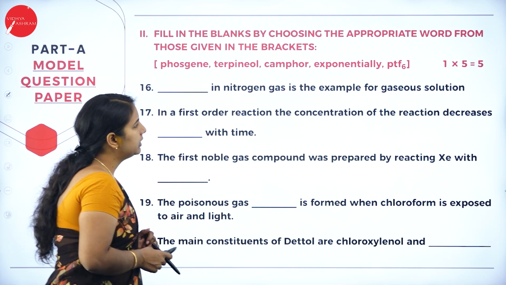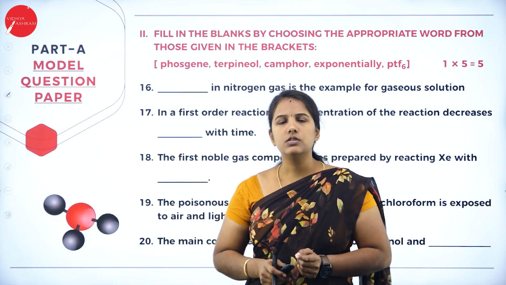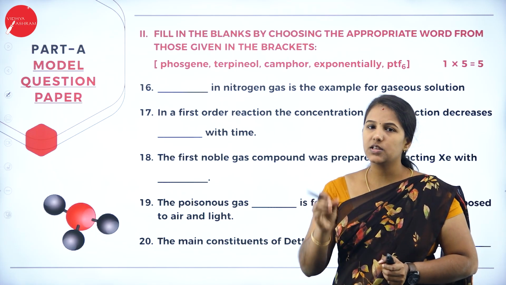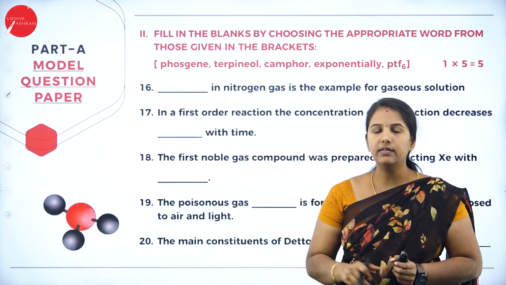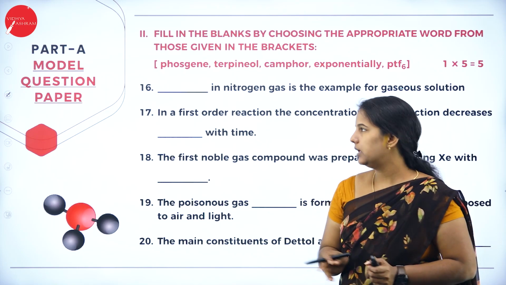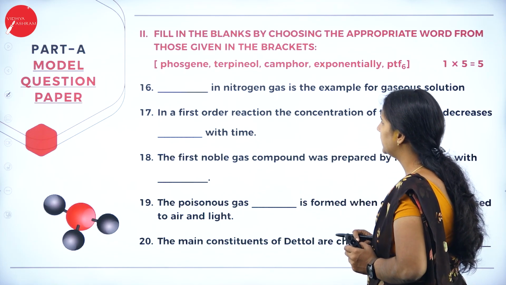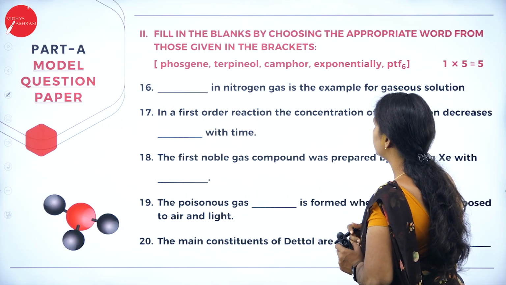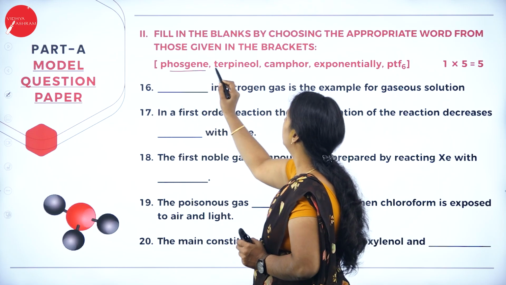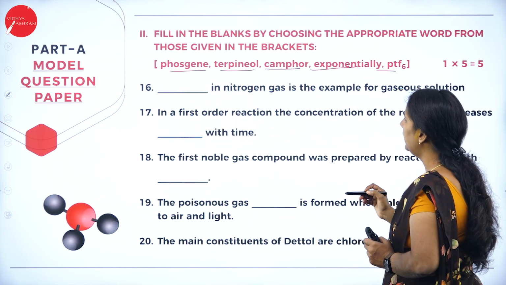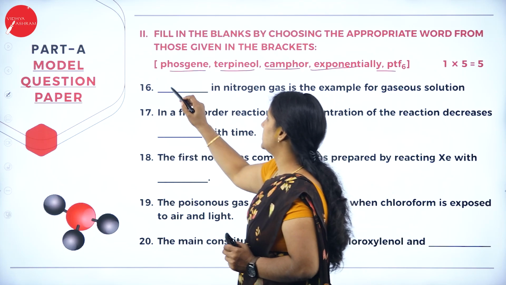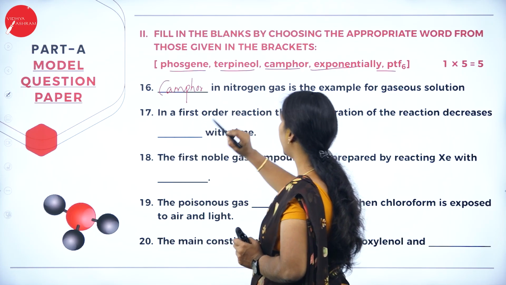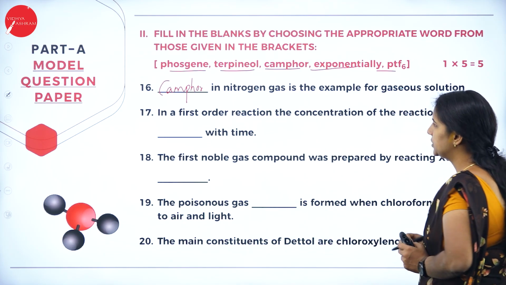Next, we'll move on to the fill in the blanks now. It is very easy to identify the fill in the blanks answers. Answers are already given in the fill in the blanks itself. Just choose and write it. Okay. So, the first question goes like this: dash in nitrogen gas is an example of a gaseous solution. We can see the answer: camphor in nitrogen gas is an example of a gaseous solution.